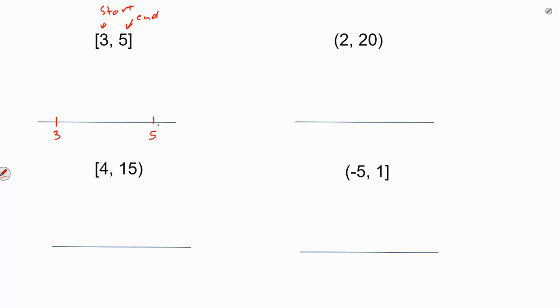And then these brackets tell me that 3 is included, meaning I would put a closed dot at 3, and I would put a closed dot at 5 because that's also a bracket. So I'm looking at all the numbers between 3 and 5, including 3 and 5.